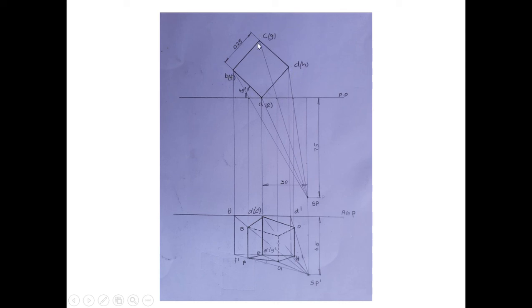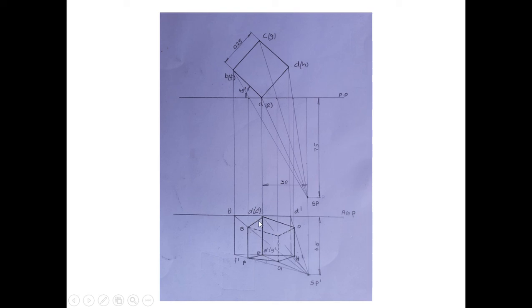Now of these 2 points, 1 point will be invisible. Since the station point is below the object, that means the bottom face will be visible, that means G will be visible. You can see in this diagram G is the bottom point and C is the top point. So since in front view the station point is below the object, G is the point which is below, and C is the point which is above. That means C will be invisible because the station point is below the object. That means the bottom face will be visible and the top face will be invisible.